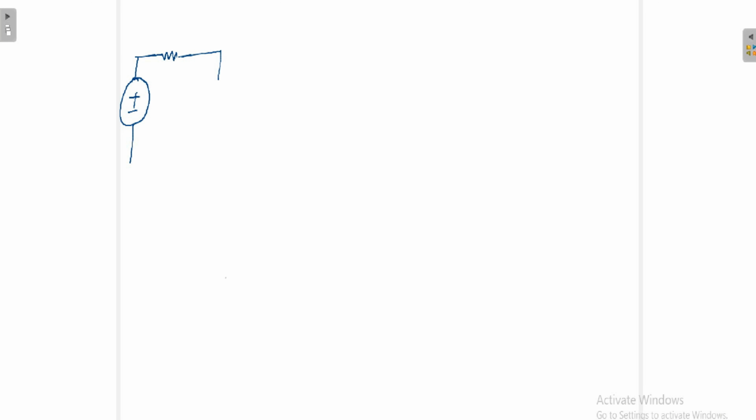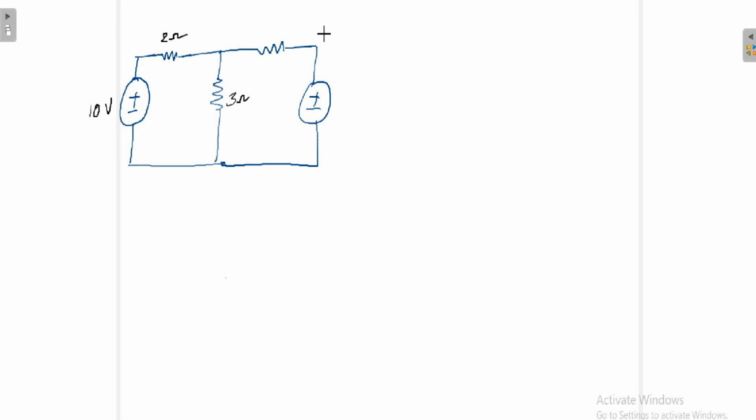Here you have a voltage source. This is 10 volts, this is 2 ohms, this is 3 ohms, this is 5 ohms, and this is 20 volts. They have asked you to find the current flowing through this 3 ohms. Current flowing through this 3 ohms.